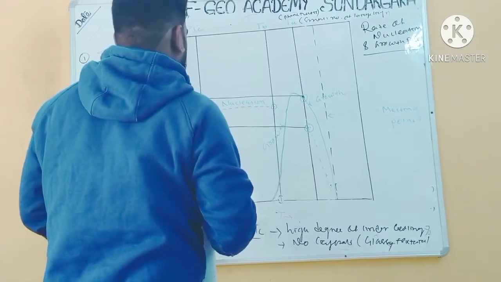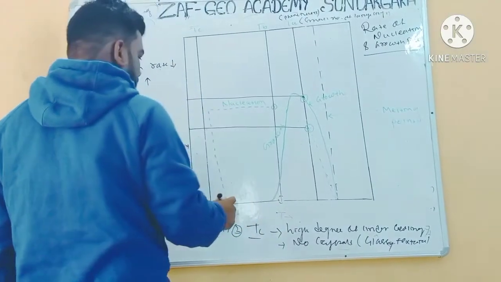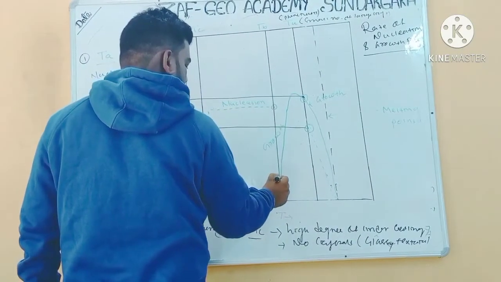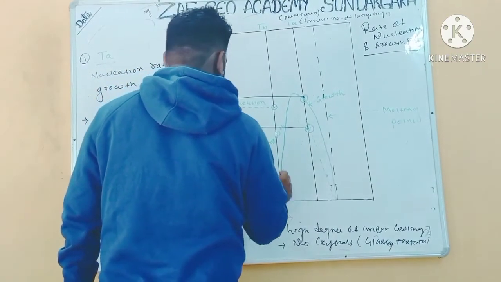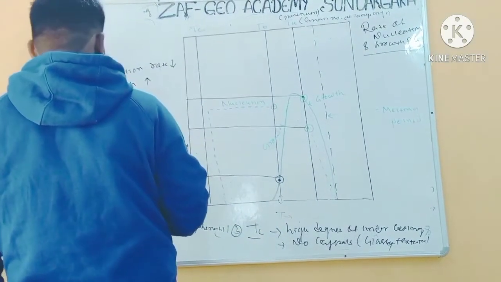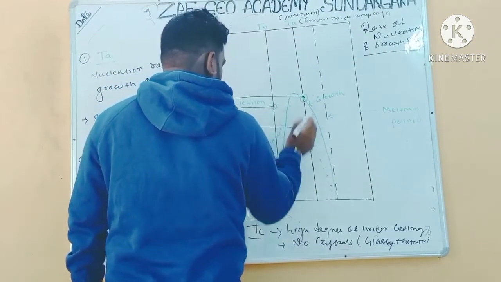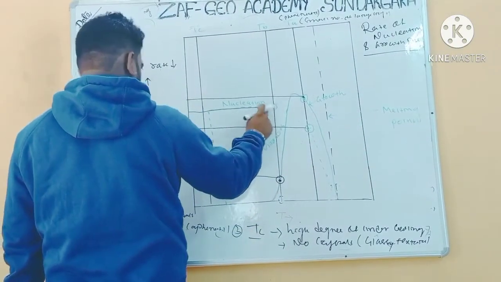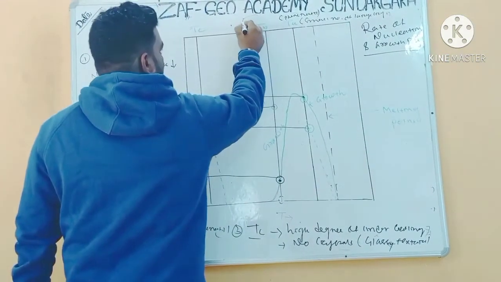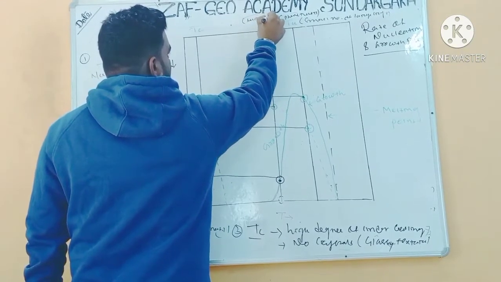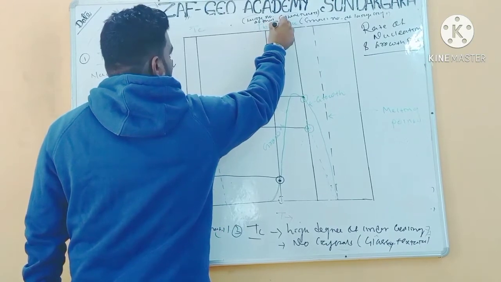Now at temperature TB, the growth rate is low, but the nucleation is high. This is the growth rate and this is the nucleation. So here a large number of small crystals will form at temperature TB.